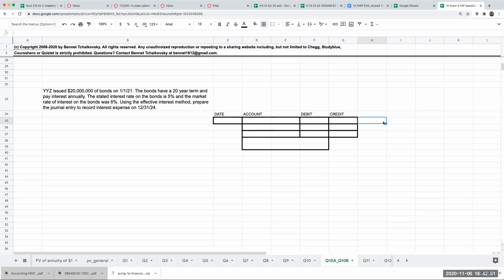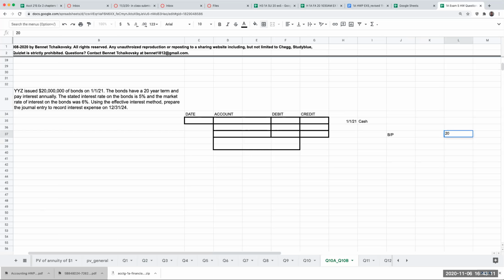So the first thing I need to do is value the bond. On 1/1/21, because the stated interest rate is below the market rate, I know that my cash proceeds will be less than the face amount of my bond. So my bonds payable is going to be at 20 million, and I'm going to have a discount on bonds payable.